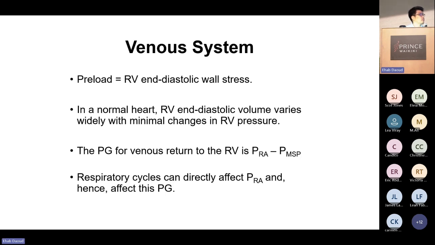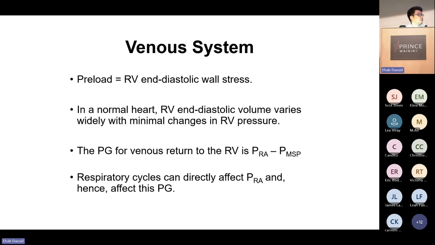And then the pressure gradient for venous return is defined as the gradient between RA pressure and mean systemic pressure. Here, mean systemic pressure is basically the mean pressure when there's no blood flow. So when you imagine the vascular system is all just one closed system, there's no blood flow, then just by existence of blood in the circuit, there is a pressure, and that's the mean systemic pressure. So the pressure gradient between right atrial pressure and mean systemic pressure is the pressure gradient for the venous return. And that's the pressure creating the venous return.